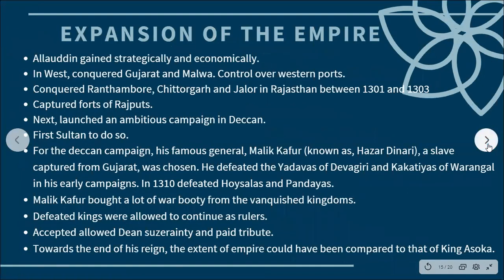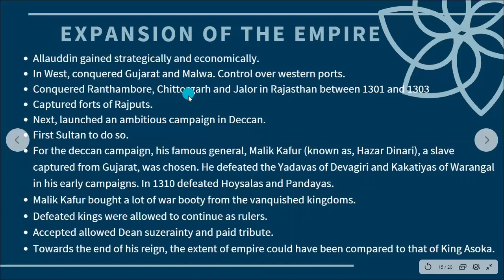Now, let's see how he expanded the empire, right? What made Alauddin so great, right? So he gained strategically and economically. He conquered Gujarat and Malwa, which gave him access to the western ports. Students, ports are very important trade centers. They get you a lot of wealth, right? They automatically make you very wealthy, right? So he conquered Gujarat and Malwa, which gave him access to the western ports.